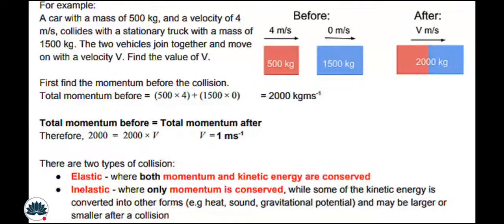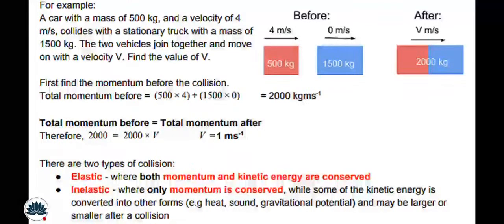Total momentum before collision is equal to total momentum after collision. It means that 2000 will be multiplied by v. Before collision, the momentum was 2000 kilogram meter per second. After collision, it will be 2000 v kilogram meter per second. So 2000 equals 2000 v, it will be cancelled out and will be 1. Velocity is equal to 1 meter per second.